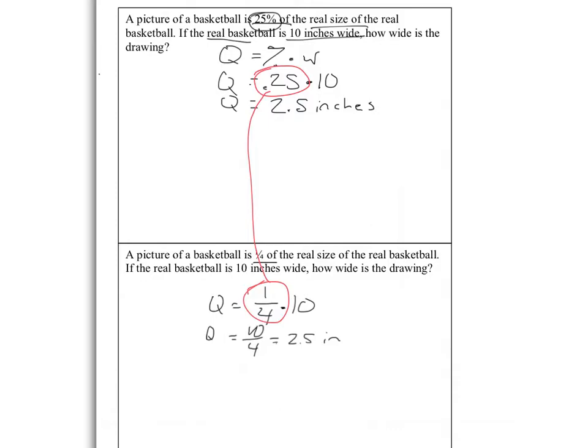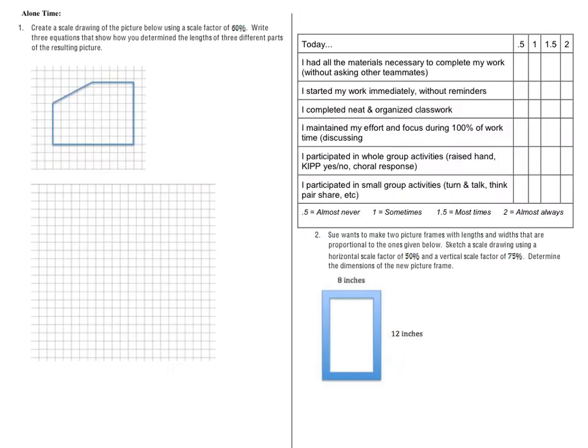So let's flip on over and look at our aim for today. Alright, today's aim: Kipsters will be able to use Q is equal to percent times whole to solve scale problems.